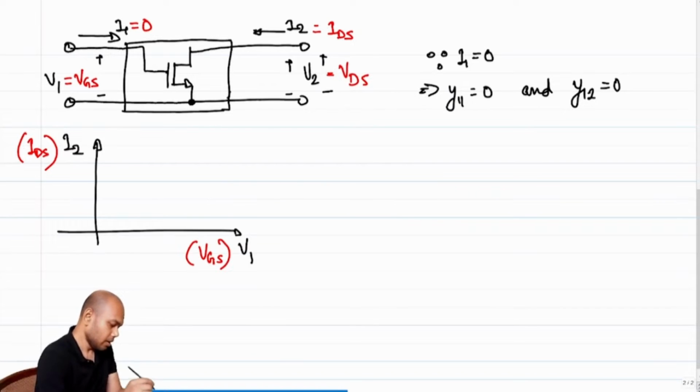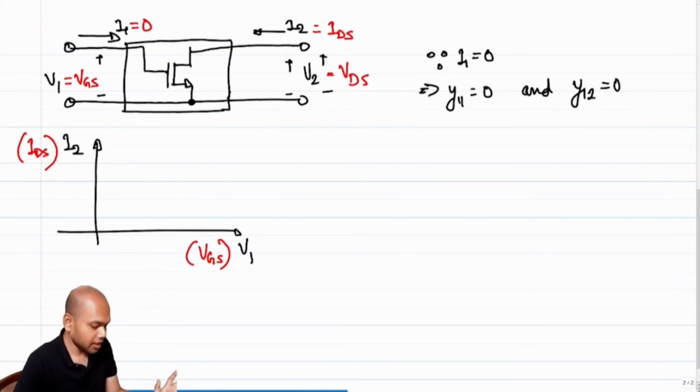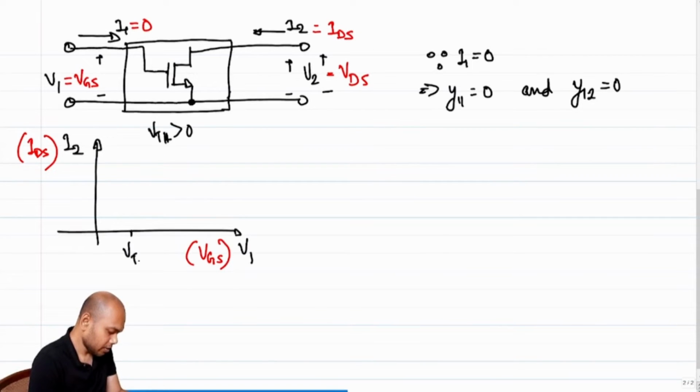Firstly, if we start from VGS equal to 0, let's assume the threshold voltage is positive. So let's assume VTH is greater than 0, right? So let's say I mark off a point VTH on the x-axis. So what can you comment? What will be the current when V1 is less than VTH? The current is absolutely 0. So that is an easy part, right? So we'll have 0 current, no problem.